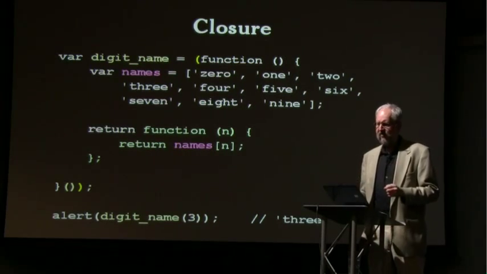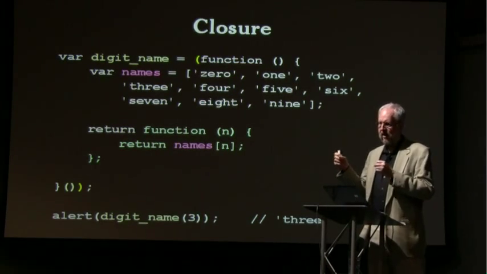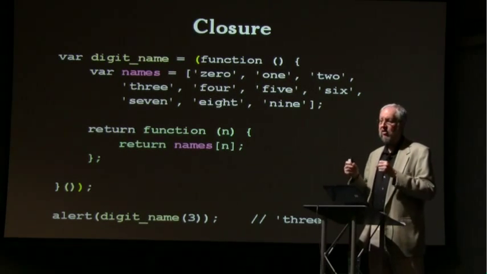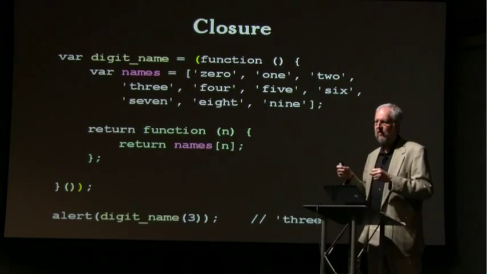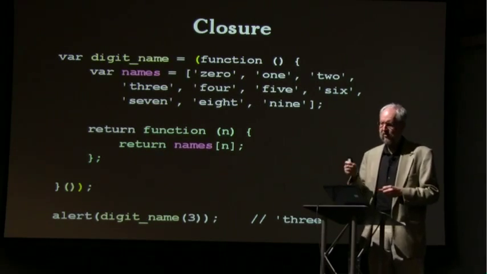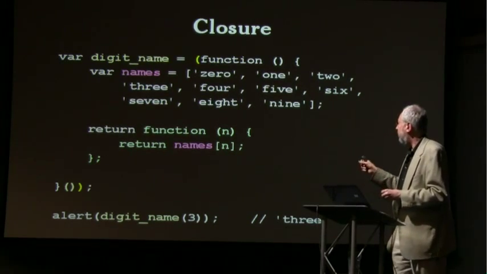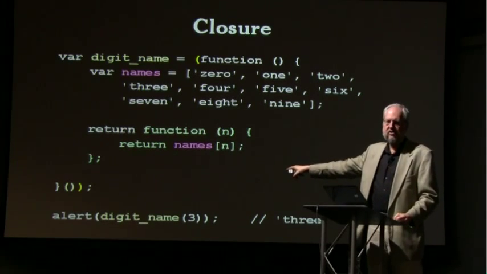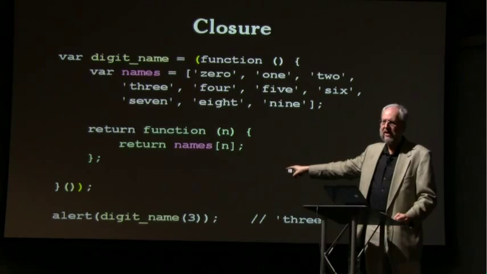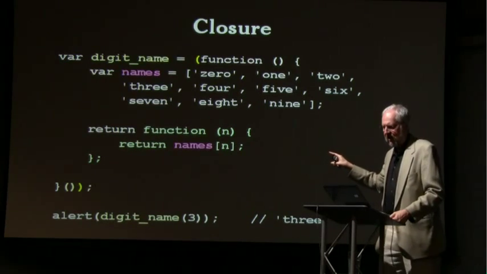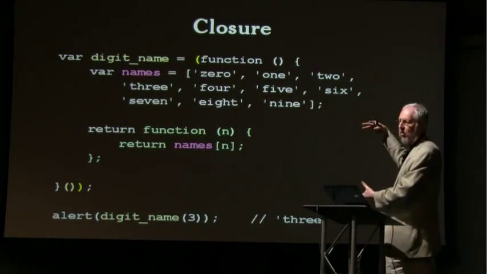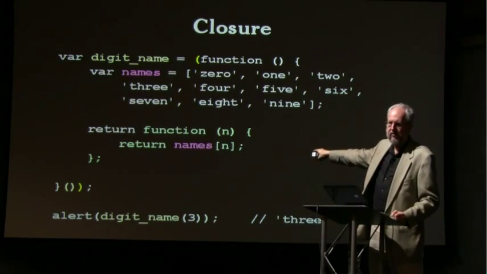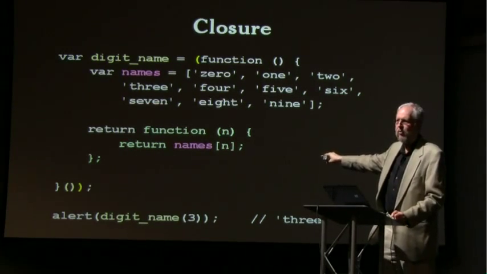So now I have a function, and it has a private names variable, and it returns a function, and the function it returns is assigned to digit name. So the important thing is, notice at the bottom, we're invoking the function now. We're invoking the function immediately. So what I'm storing in digit name is not the whole function. It is the function that it returns. Okay? This is really important.